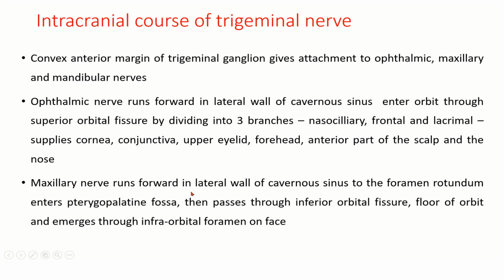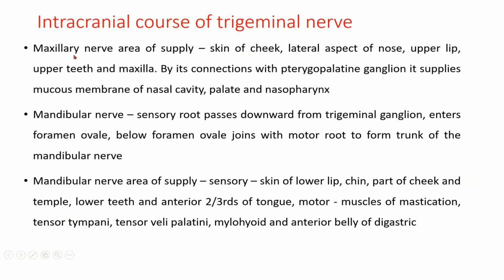The maxillary nerve runs forward in the lateral wall of the cavernous sinus to the foramen rotundum, then enters the pterygopalatine fossa, then passes through the inferior orbital fissure, the floor of the orbit, and emerges through the infraorbital foramen on the face. Its area of supply: skin of the cheek, lateral aspect of the nose, upper lip, upper teeth, and maxilla. By its connections with the pterygopalatine ganglion, it supplies the mucous membrane of the nasal cavity, palate, and nasopharynx.